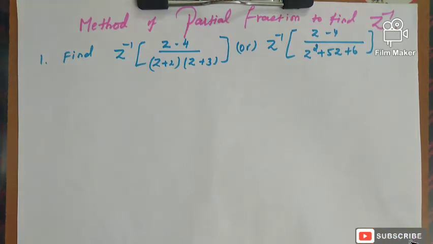Today we are going to see the method of partial fraction. So using the partial fraction method, we are going to find the inverse Z transform for the given sequence. So far, what are the results we have discussed? All the results we will apply under the Z inverse. So look at the first question.